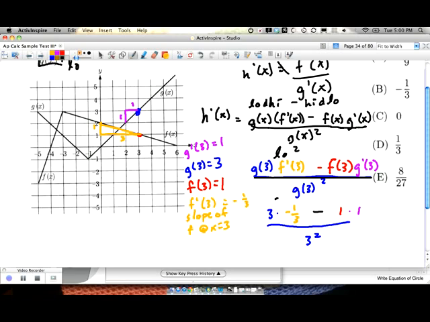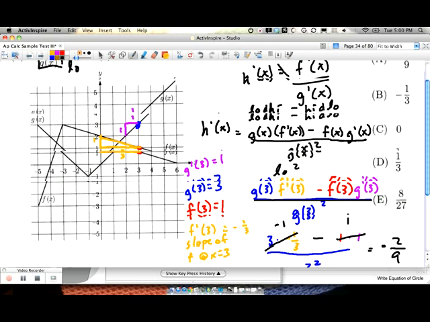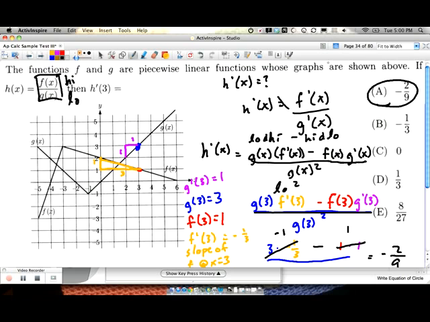So we have 3 times -1/3, so that's -1. Minus 1 times 1, that's just 1. -1 minus 1 is -2. On bottom we have a 9. -2/9 is the answer.